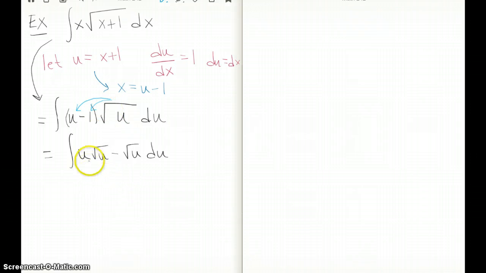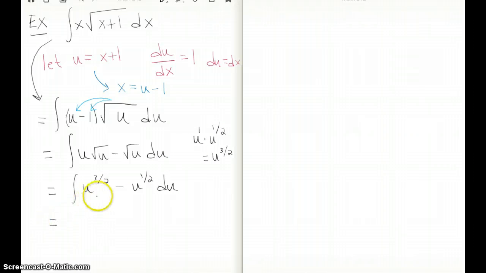Good. Well, how do these u's interact here? What's u times the square root of u? Don't forget that u times the square root of u is the same as u times u to the 1/2. So this is the integral of u to the 3/2, because it's u times u to the 1/2, minus this, which is just u to the 1/2 du. Again, that's a property of exponents: u times u to the 1/2, we add the powers, so that is u to the 3/2, because that's to the first power.